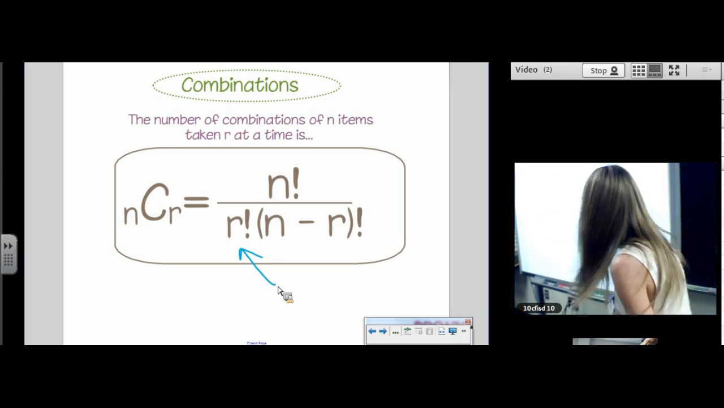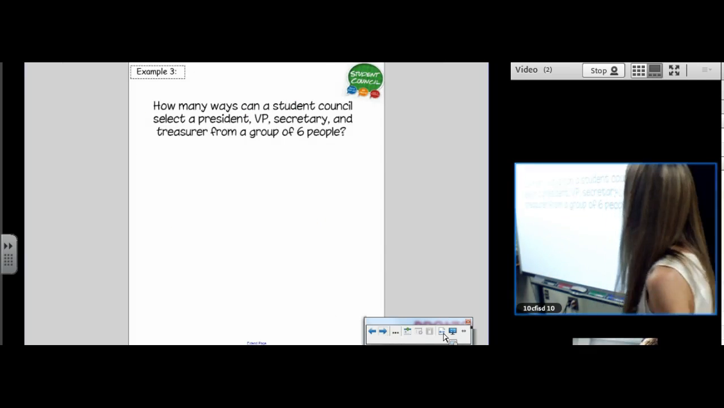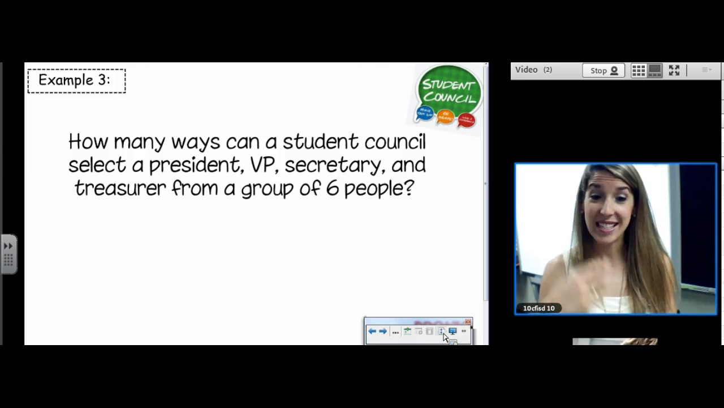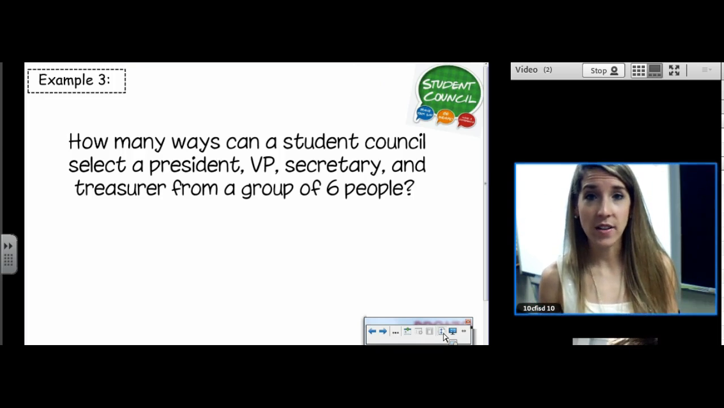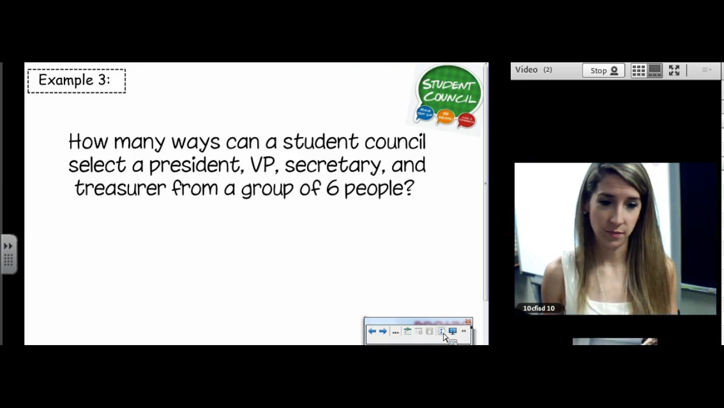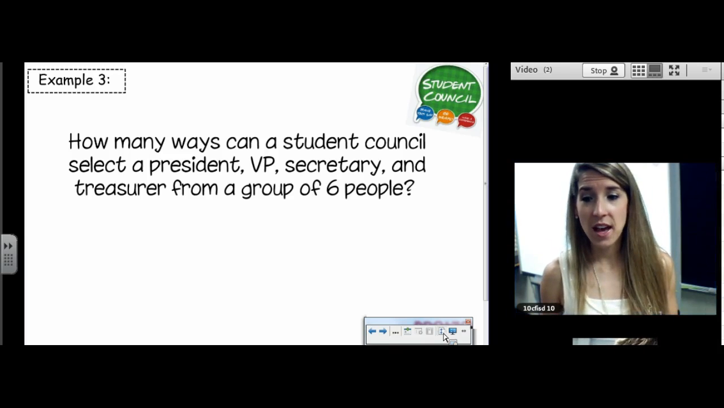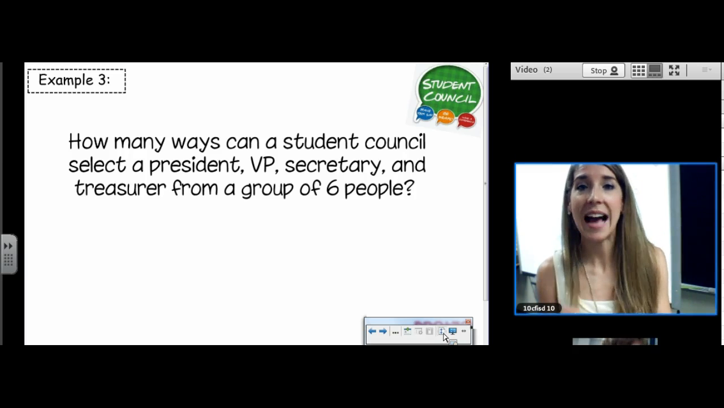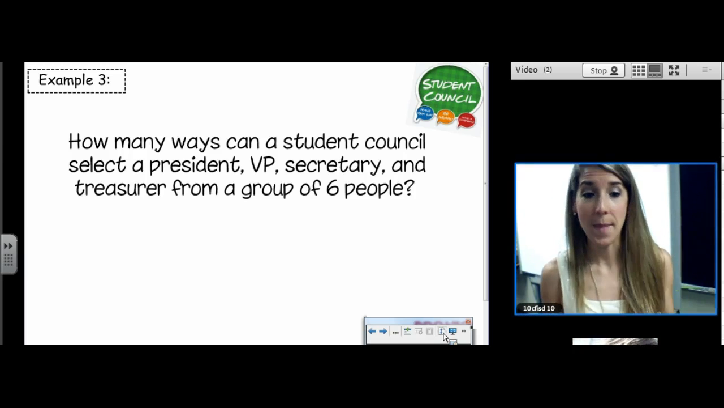Let's go, guys. Let's solve some problems. How many ways can a student council select a president, vice president, secretary, and treasurer from a group of 6 candidates? So 6 people are running for office, and there's 4 slots. What you always start off by doing is asking yourself, is this a permutation or is it a combination? Does the order matter? Does Graham being president, is that different from V being president? It's absolutely different. So because you're assigning them titles, order matters.